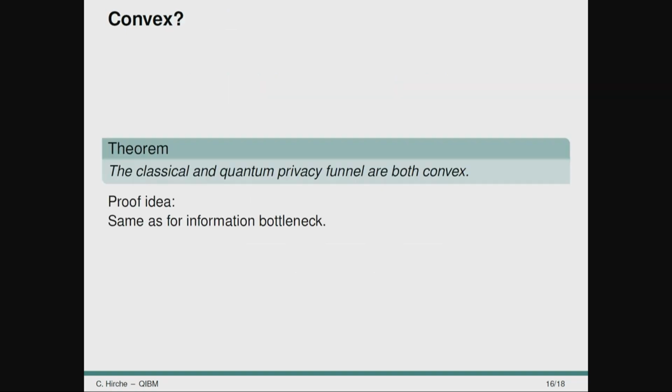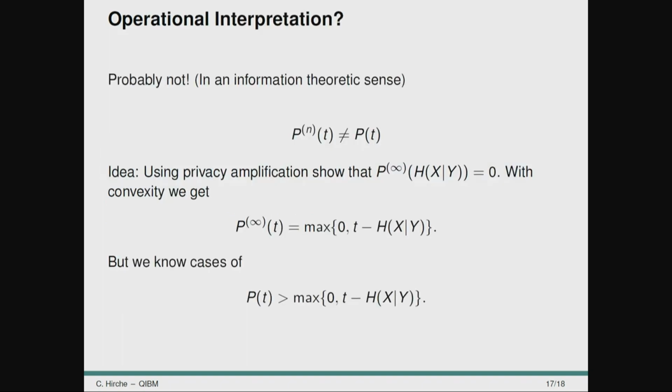And in the first step, this works very easily. So we can show that the classical and the quantum version of the privacy funnel are indeed convex. So this is the first good step and might be very useful for applications. But the second step, unfortunately, doesn't work as nicely.